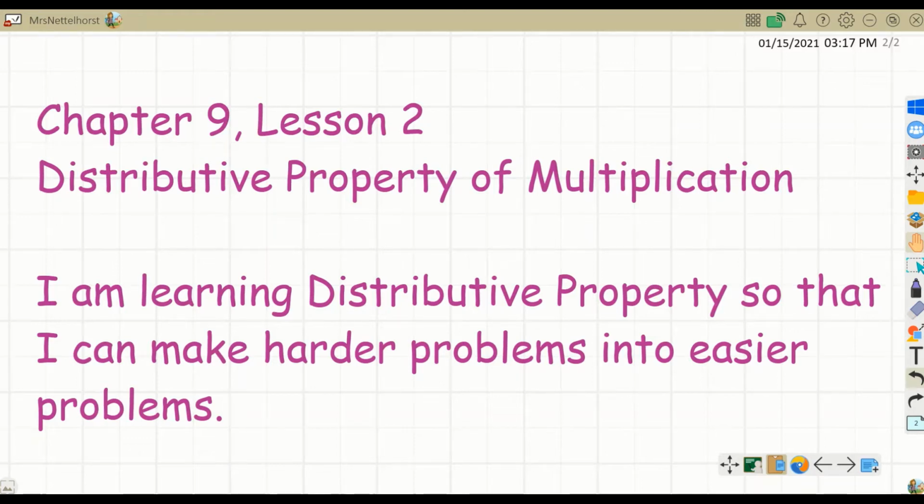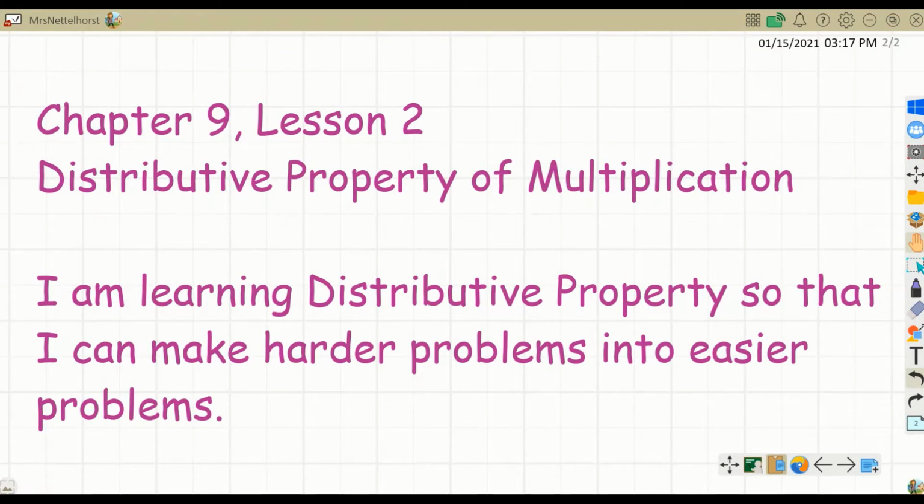Okay, boys and girls, today we are doing Chapter 9, Lesson 2, Distributive Property of Multiplication. Our learning intention is I am learning distributive property so that I can make harder problems into easier problems.